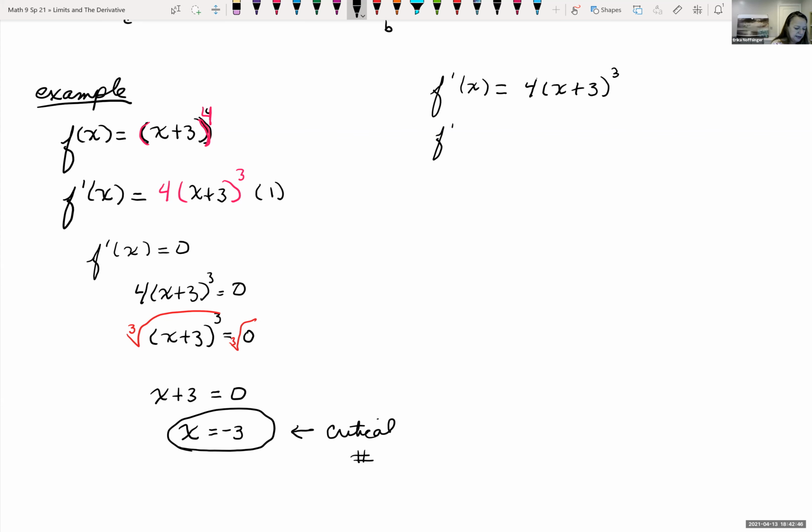So taking the second derivative, I'm going to have to use the chain rule. So my outer function is this quantity cubed. So bringing down that power, multiplying it to that 4, that gives me 12 of the inner x plus 3 quantity cubed, times the derivative of the inner. Well, derivative of x plus 3 is just 1.